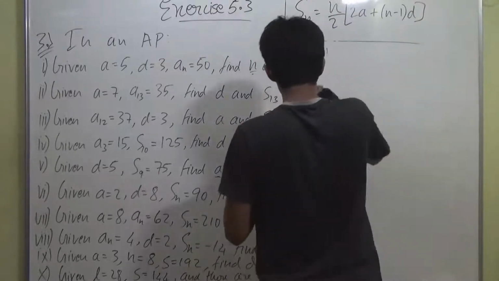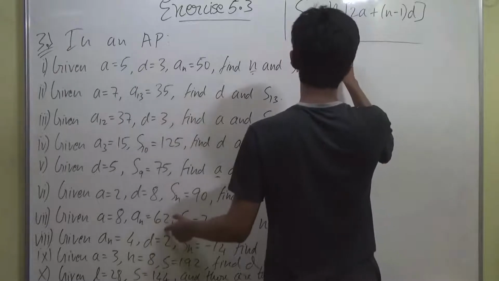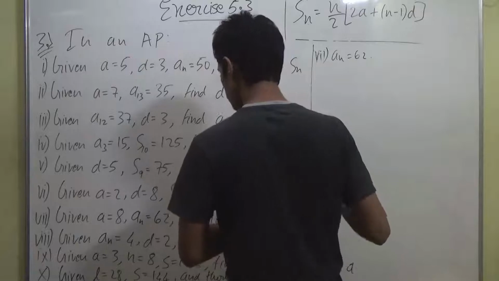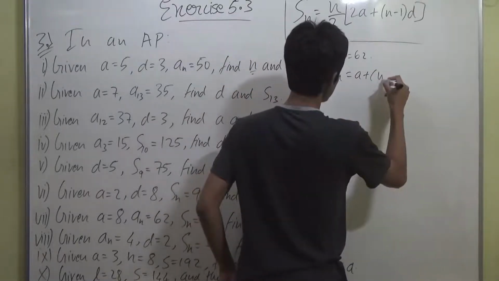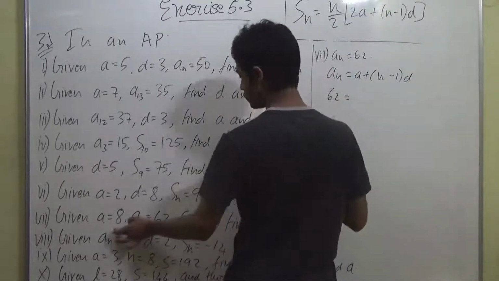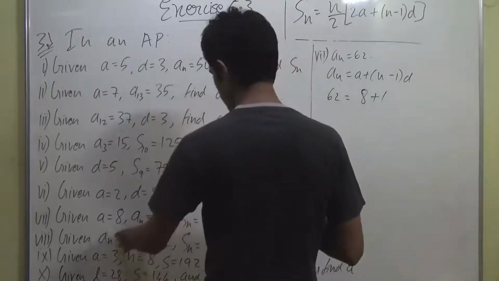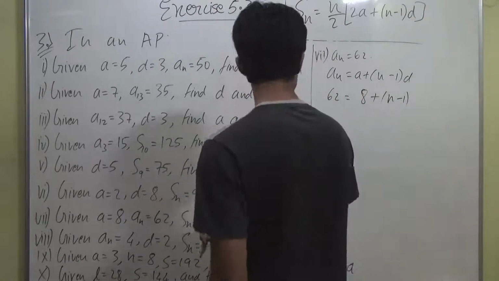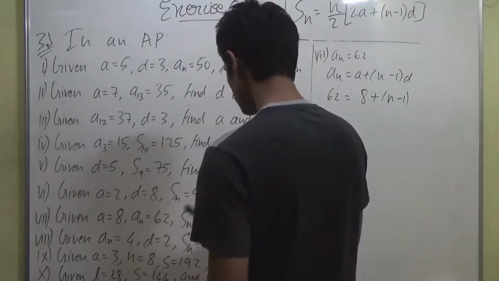So they have given a of n equal to 62. Right. Now using this, let's see guys. So a of n is equal to a plus n minus 1 into d, right? So a of n they gave us 62 equal to a equal to 8 plus n minus 1. N we don't know, so let's keep it as n itself. Minus 1 into d. Right. Or else we'll do one more thing guys.